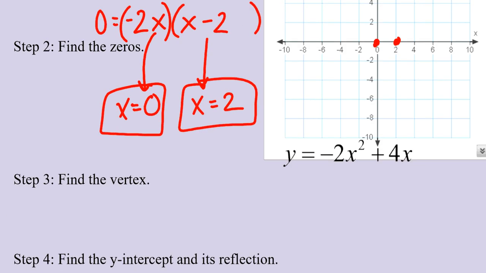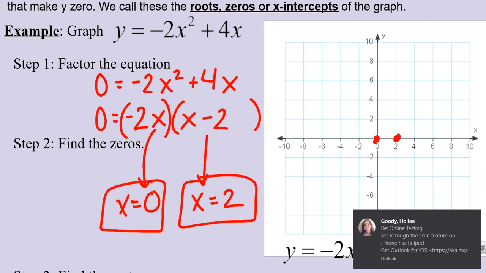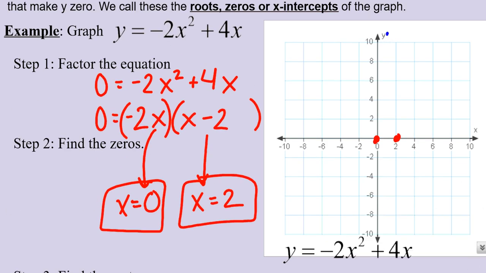You shouldn't need to use the formula for this one. You should be able to know that halfway between 0 and 2 is going to be 1. But if you use the formula, it obviously needs to work. So 0 plus 2 makes 2. 2 divided by 2 is 1. So my vertex x-coordinate is going to be 1. That's where my axis of symmetry is. That's going to be the middle of my graph.